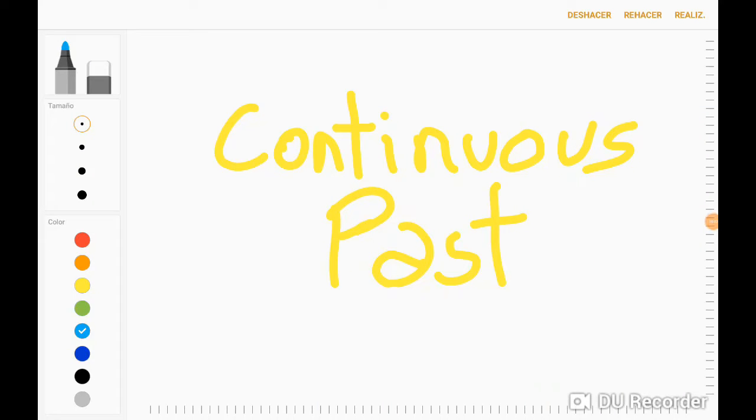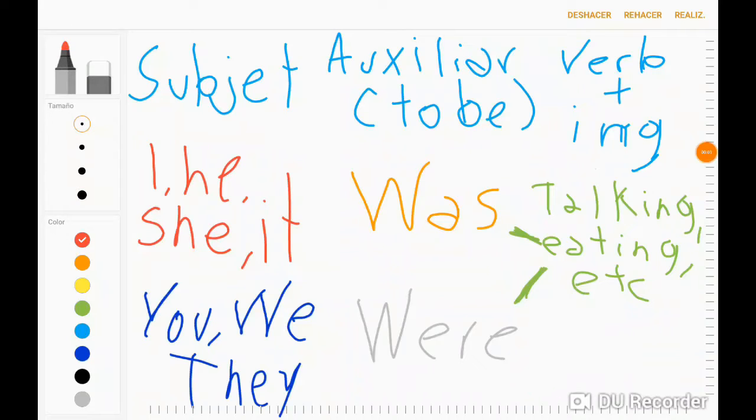To form the continuous past, it is used subject, auxiliary to be, and verb plus ing. When the subject is I, he, she, and it, use the auxiliary was, and the verbs are added ing. When the subject is you, we, and they, use the auxiliary were, and the verb is added ing.